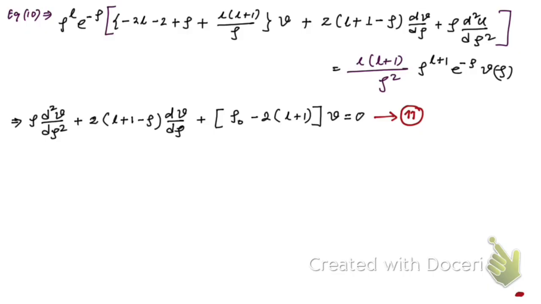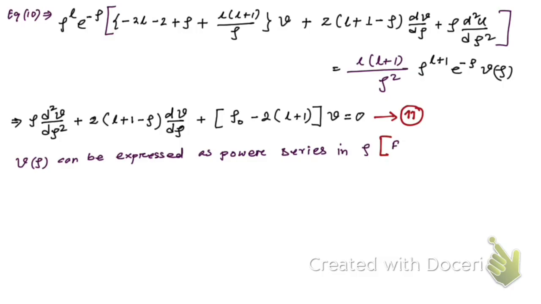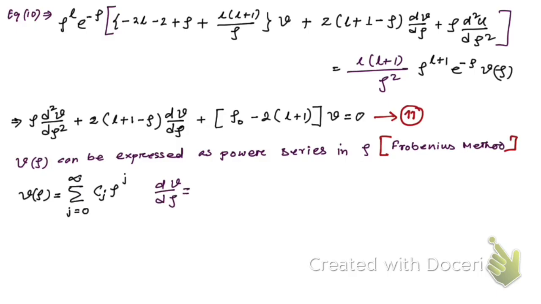let me proceed further. So this v of rho can be expressed as a power series in rho. So here we're going to use the power series solution method, that is the Frobenius method. Here we're going to consider a solution of this form, right? Then if you differentiate it with respect to rho on both sides, you're going to end up getting this. Okay, so that's what we're going to have.